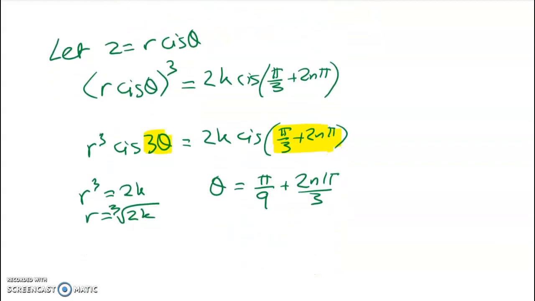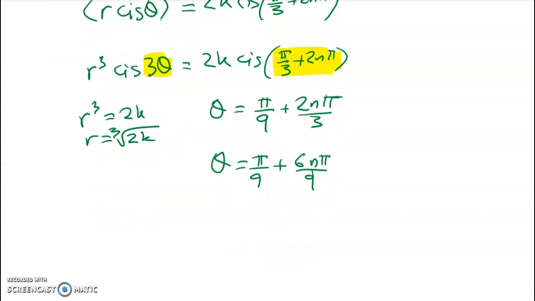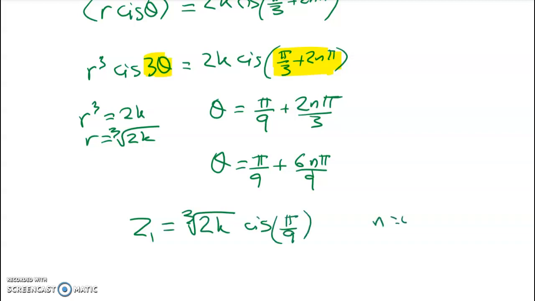This is about the one time in maths where it's good to go backwards with equivalent fractions. So when you're figuring these out, it's faster to change that 2n pi on 3 into 6n pi on 9. And that makes it pretty fast. We're looking for 3 roots because we've got a cubic. So z1 will be this. It'll just be cis of pi on 9. So that's when n equals 0.